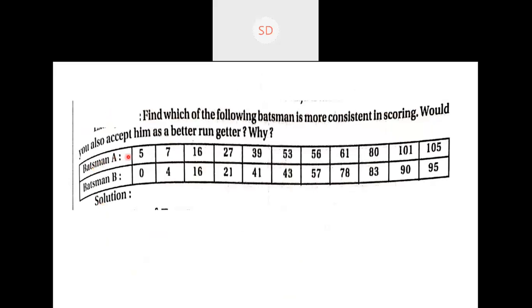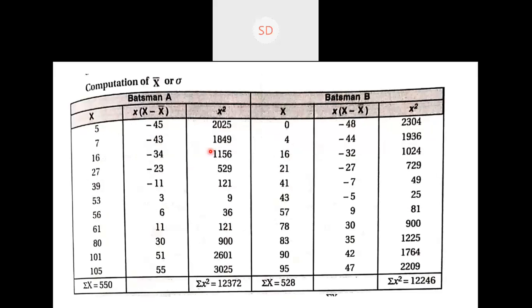That is batsman A: 5, 7, 16. These are the runs which he has scored. And for batsman B, he has started from 0, 4, 16, 21. If you see the data here, you have the same data given everywhere. So X of batsman A and X of batsman B, both batsmen's data have been considered. Now after this, what are we supposed to find? First we have to find the X bar, the arithmetic mean.